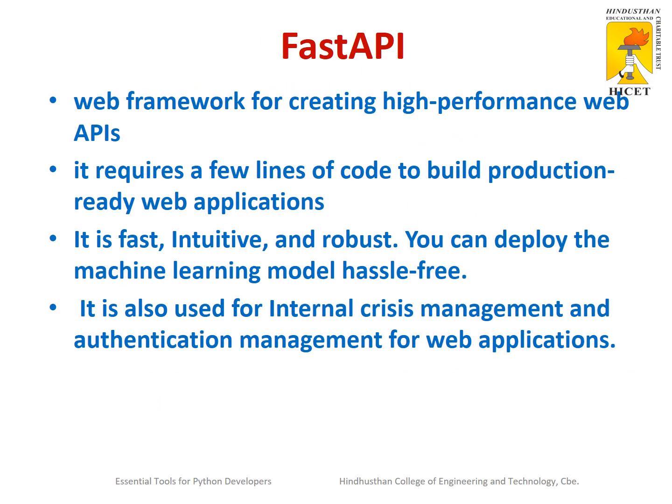FastAPI. FastAPI is a web framework for creating high-performance web APIs. Similar to Streamlit, it requires a few lines of code to build a production-ready web application. After deploying the web app, you can access it using a GUI interface or send HTTP requests.